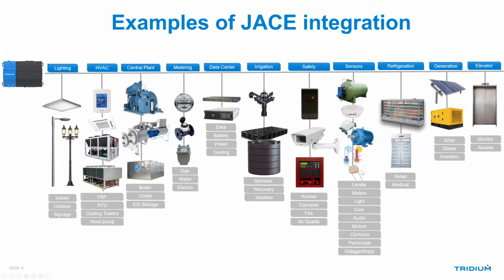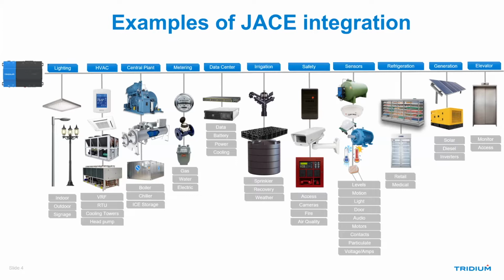This is a really great example of what we can do with JACEs. This by no means is everything we can do with a JACE. So the most popular that we've seen are going to be HVAC, lighting, central plant, when we're literally taking any system that you have and pulling it into the JACE.